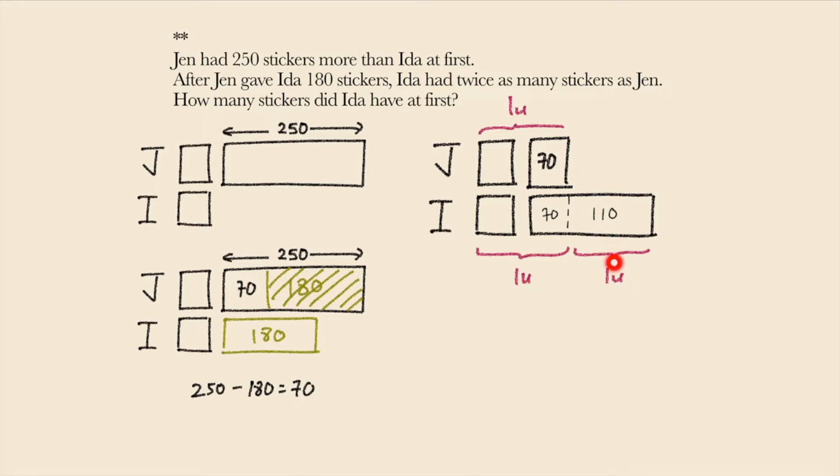So from here we can tell that 1U represents 110. Now we want I at first. This is where the diagram here is very useful. So we are interested in this actually, which is I at first. Now having obtained 1U is 110, we will subtract 70 to obtain this part here. So we shall do that. The answer is 40.